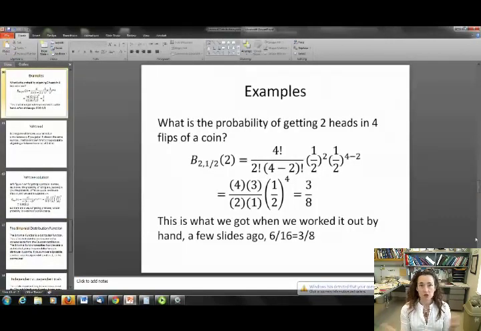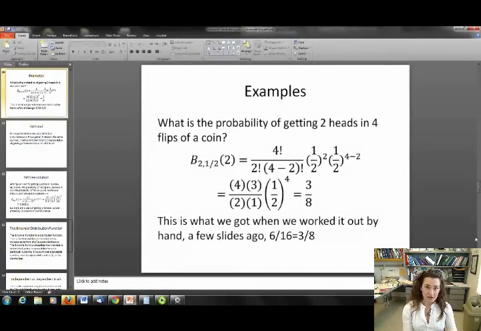So we're going to go back to our little coin flipping example, saying that we have flipped a coin 4 times. So what's the probability of getting 2 heads in 4 flips of a coin? Well, in this case, we have 4 trials, so n is equal to 4, and the number of successes is the number of heads, which is 2. So our function becomes 4 factorial over 2 factorial times 4 minus 2 factorial, and then the probability of success is 1/2, and we're going to have 2 of those. So 1/2 raised to the 2 power, and then 1/2 is also the probability of failure, raised to the 4 minus 2, or 2 power.